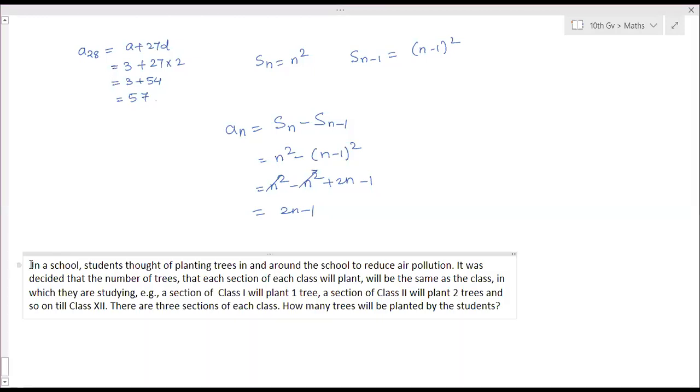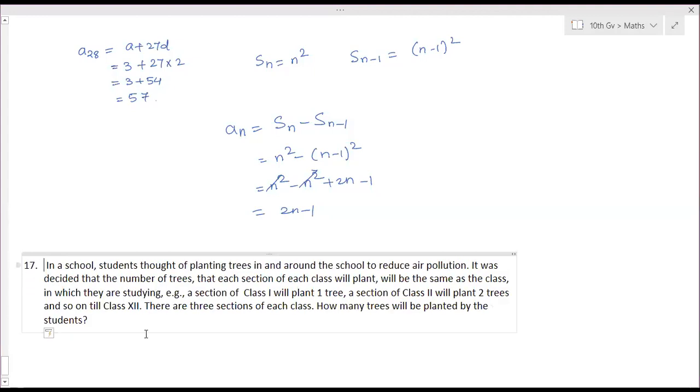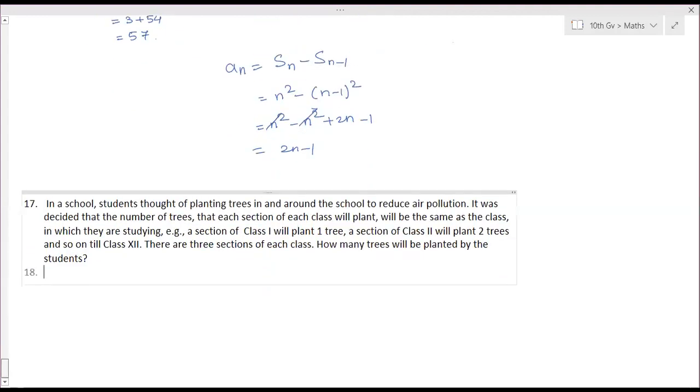Next question, NCERT. In a school, students thought of planting trees in and around the school to reduce air pollution. It was decided that the number of trees that each section of each class will plant will be the same as the class in which they are studying. For example, each section of class 1 will plant 1 tree, each section of class 2 will plant 2 trees, and so on till class 12th. There are 3 sections of each class. How many trees will be planted by the students?